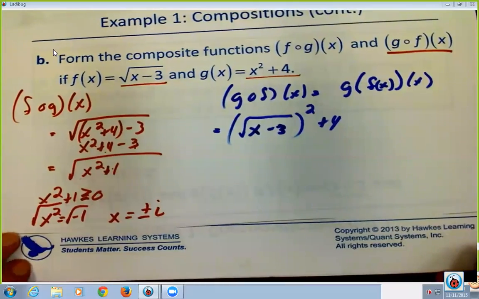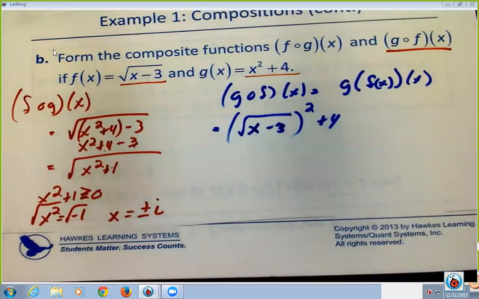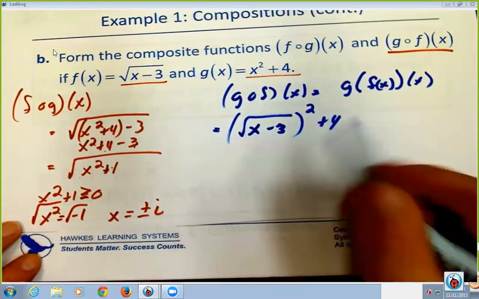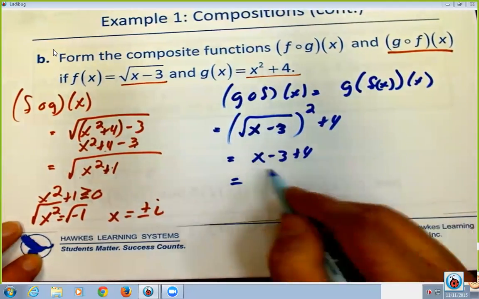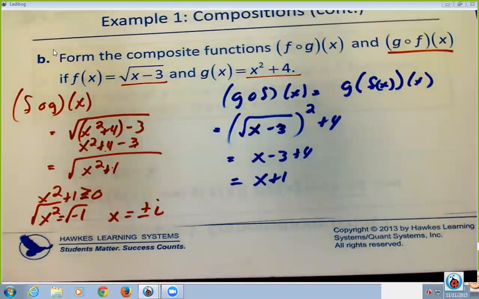Now see how that changed? So if I square a square root, what happens to it? Back to an old chapter 9. Chapter 9 is kind of everywhere. It never goes away. So squaring a square root takes care of the square root sign. So I have x minus 3 plus 4. So I simply have x plus 1. And so that becomes my solution there.